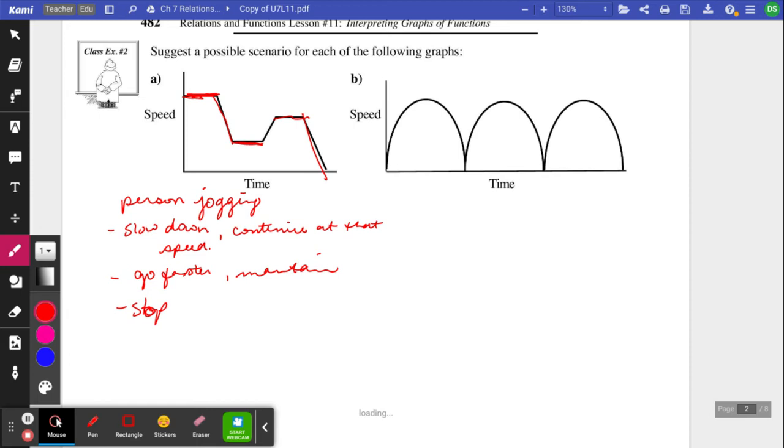Okay, part B. Ready? Okay, part B. So it's not moving at all. It goes fast, it comes back to not moving. It goes fast, it comes back to not moving. It goes fast, it comes back to not moving. Anybody want to come up with a scenario? Jeffrey trying to learn to drive a stick shift?